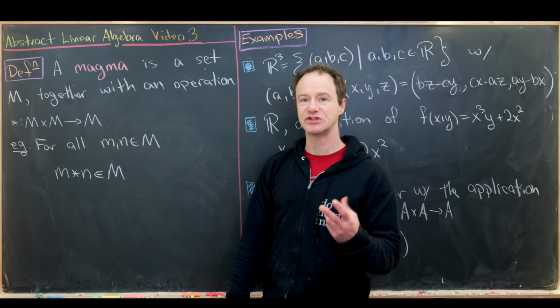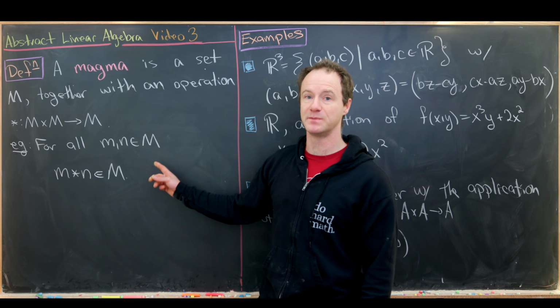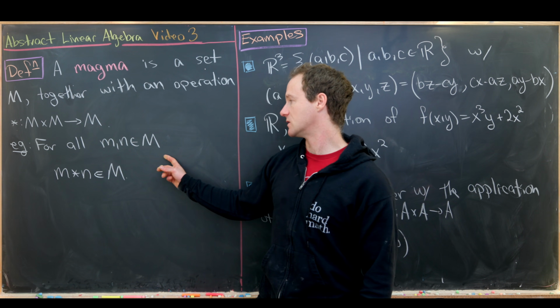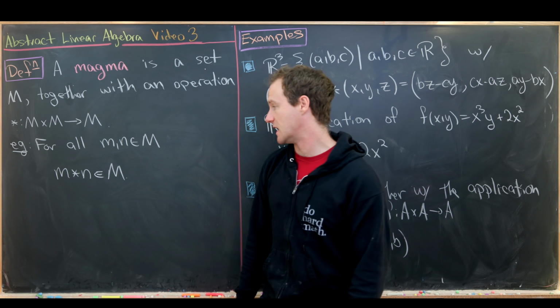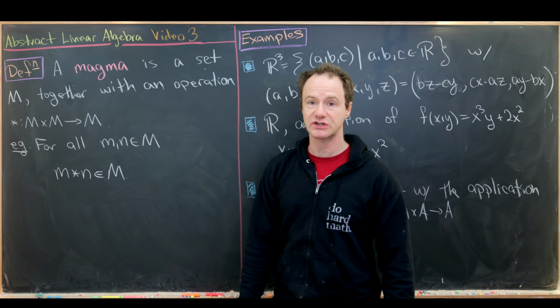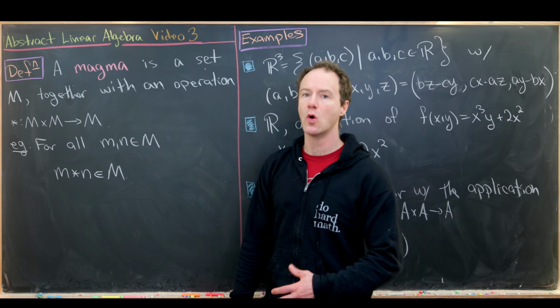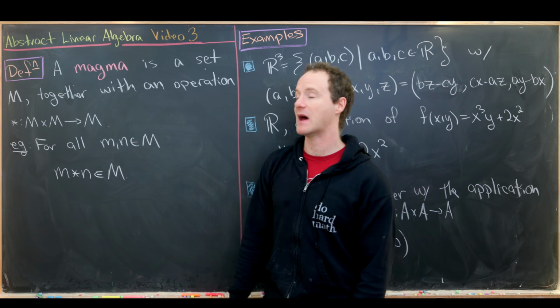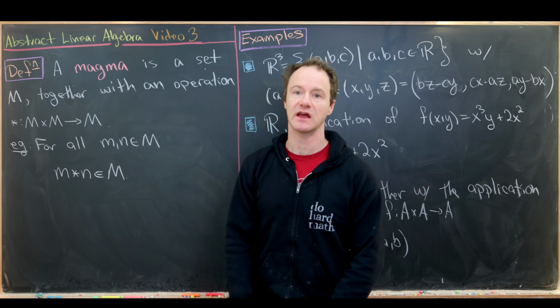So in other words, you take two elements from M, you combine them, and you get another element from M. So generally we write it as follows: for all m and n in M, m star n is also in M. And I want to notice here that there are no restrictions on the structure of this star operation or anything else going on in the magma at all. All you need is a set and an operation, nothing else.